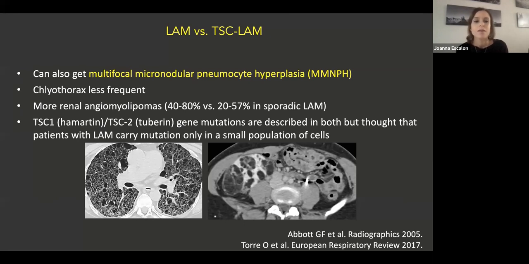The thought is that both of these entities have the same gene mutations, but it's thought that patients with LAM only carry them in a small population of cells, whereas patients with tuberous sclerosis have them more diffusely throughout the body.